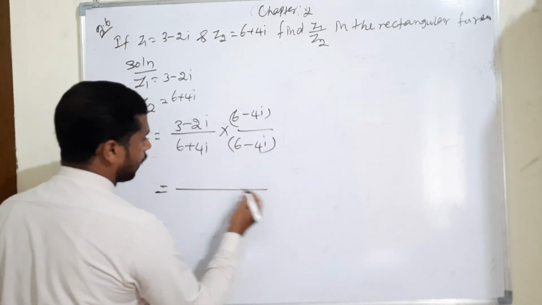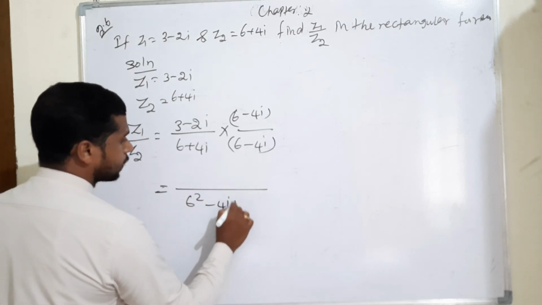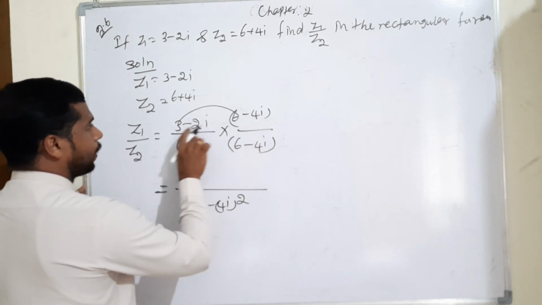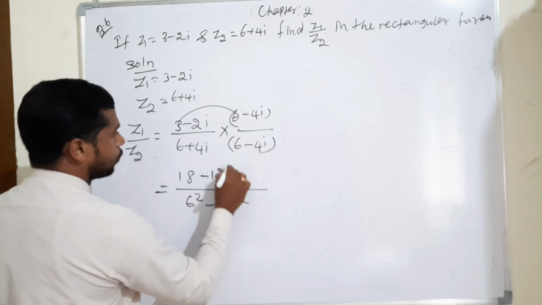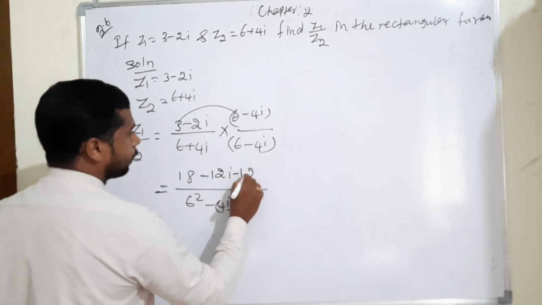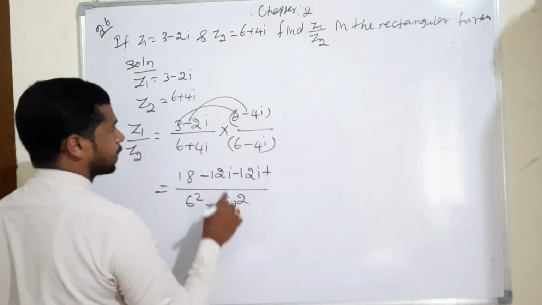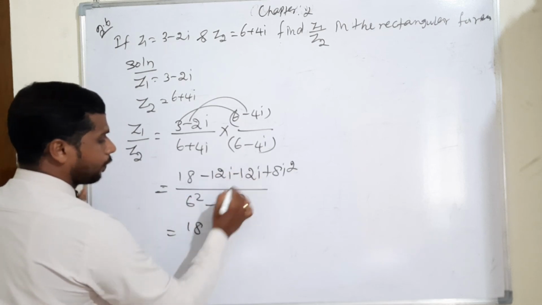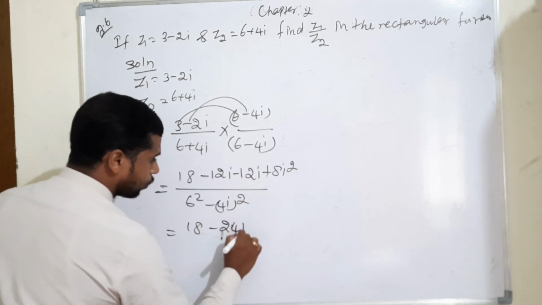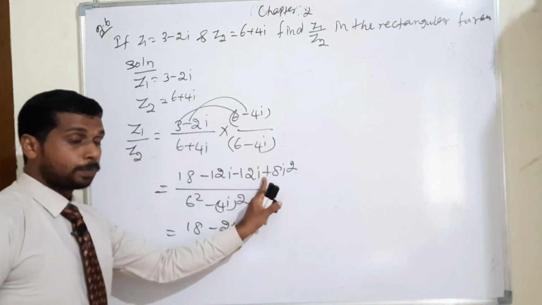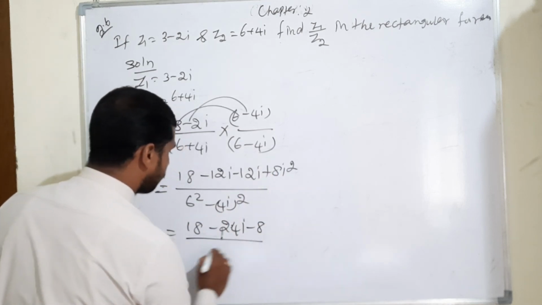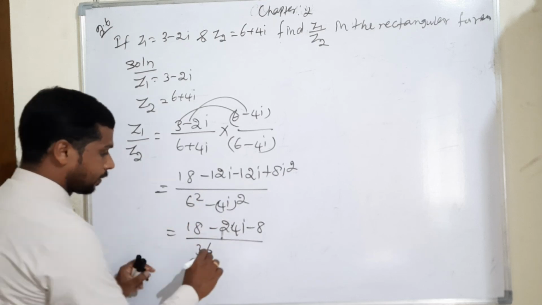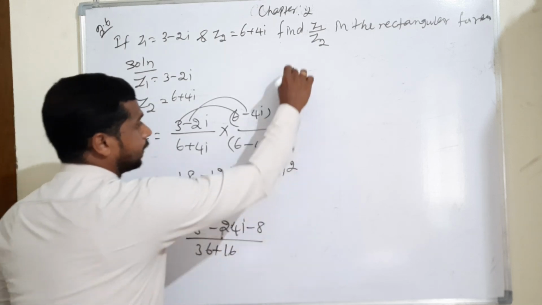So the denominator is in the form (a plus b)(a minus b): 6 square minus (4i) square. Again 3 into 6 is 18. Then 3 into 4 is 12, so minus 12i. Again 2 into 6 is 12, again minus 12i. Last, minus into minus plus, 4 into 2, 8i square. So 18 minus 12i means minus 24i. i square means minus 1, and we have a plus sign, therefore minus 8. Divided by 6 square, which is 36. i square means minus 1, we have a common minus, therefore plus 4 square, which is 16.